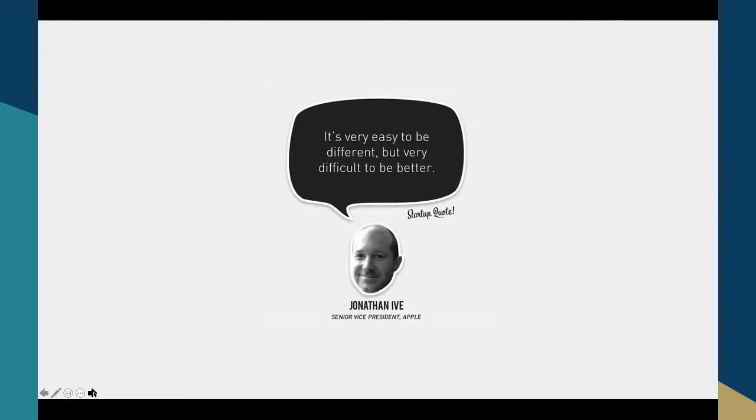And so I'll leave you with a quote by the recent head of design at Apple, Johnny Ive, and he says, it's very easy to be different, but very difficult to be better.